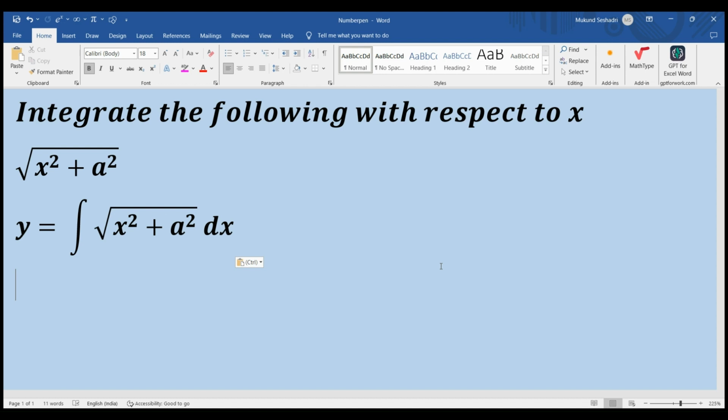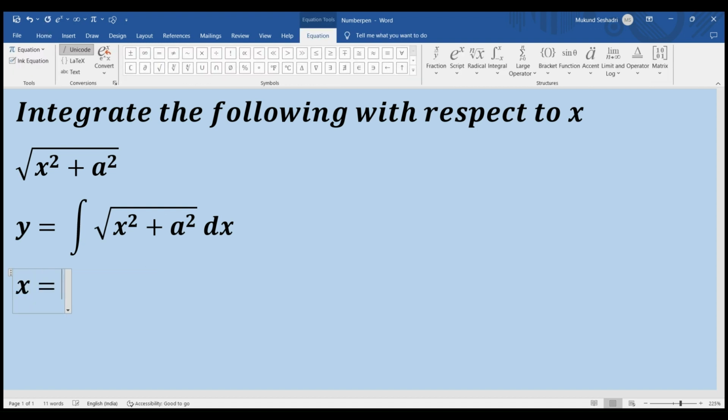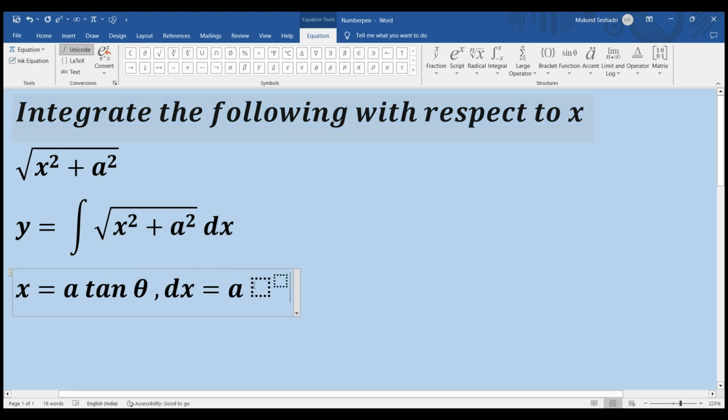I know that my secant squared theta minus tan squared theta equals 1, which means that my secant squared theta equals 1 plus tan squared theta, right? So the best substitution that will work out here is x equals a tan theta, right? Because when I make this substitution, my dx becomes a times secant squared theta d theta, okay?